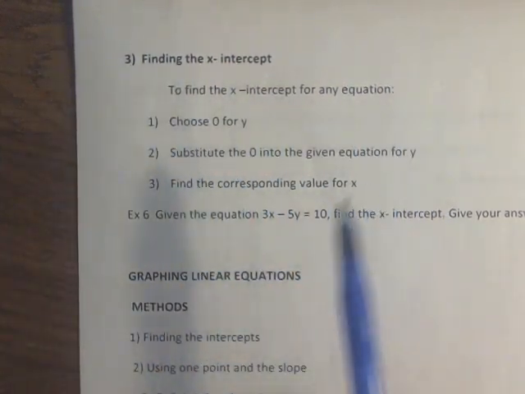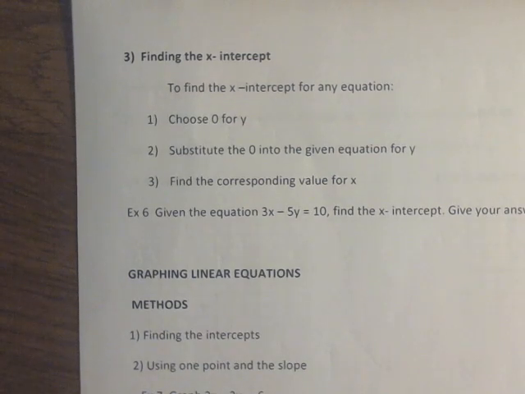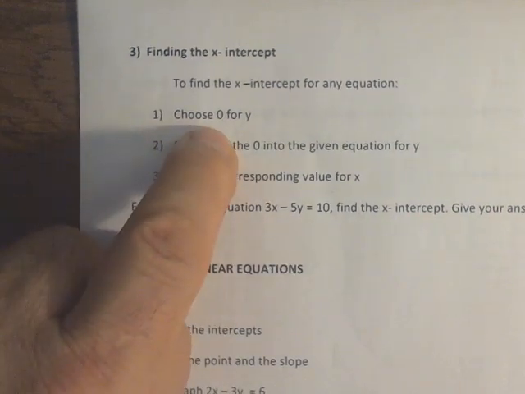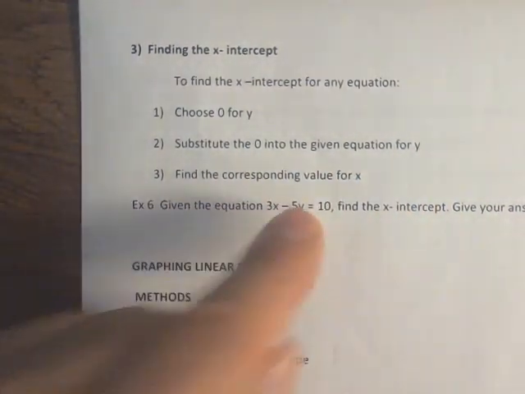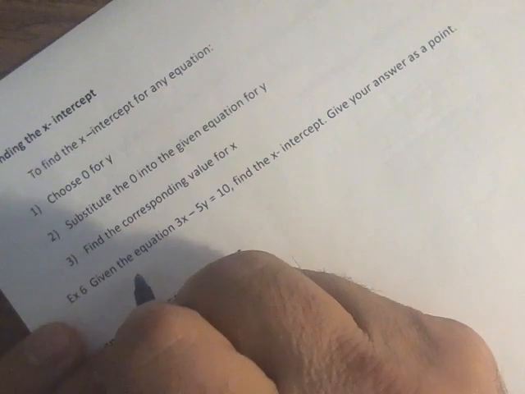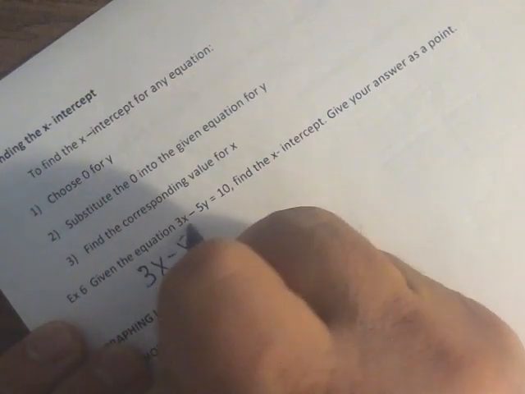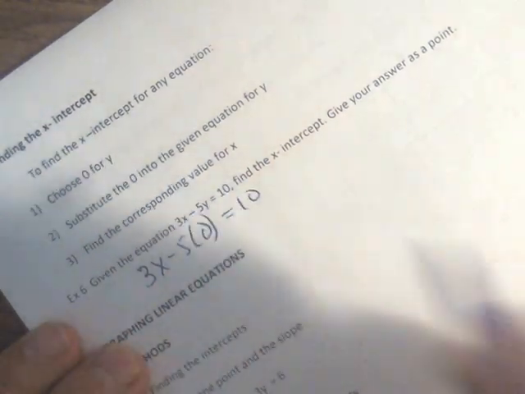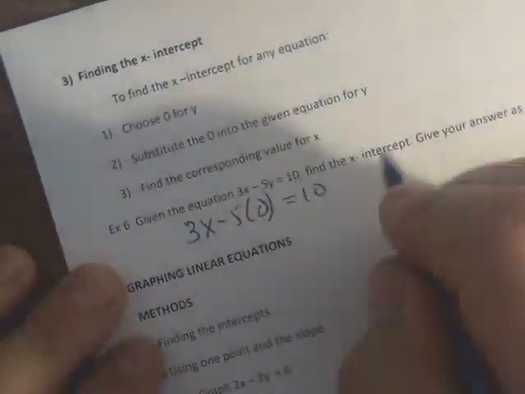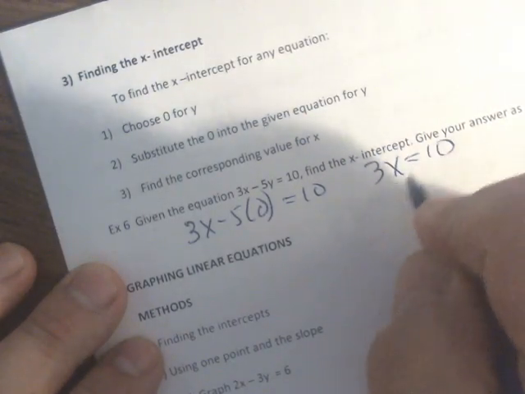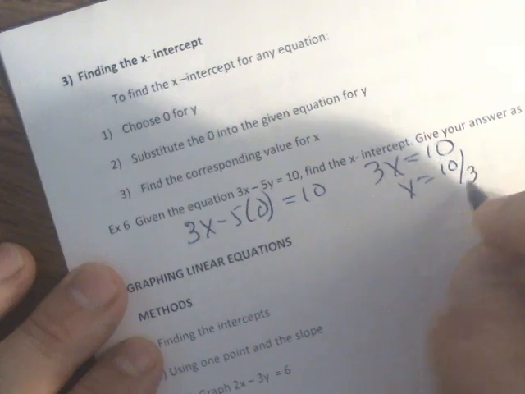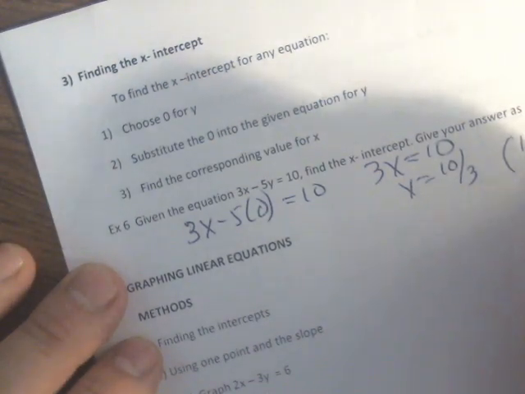While we're doing intercepts, we might as well do the x-intercept. So therefore, if the y-intercept is found by letting x be 0, the x-intercept is found by letting y be 0. So I choose 0 for y, substitute it, solve. So in this case, I put 0 in for y, and solve. So my x-intercept is 10/3, 0.